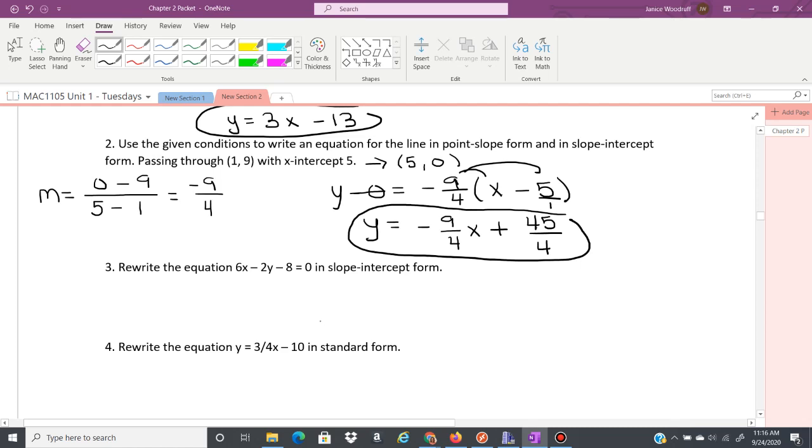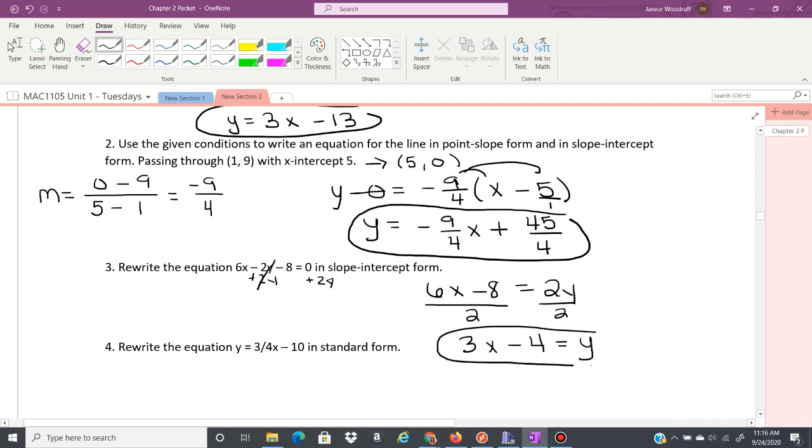In number 3, you want to rewrite the equation in slope intercept form, so you want y by itself. So what I can do here is take this minus 2y, add it to both sides. It's going to cancel out on this side. I'm going to get 6x minus 8 equals 2y. Then I want to get the y by itself, so I'll divide everything by 2. 6x divided by 2 will give me a 3x. Negative 8 divided by 2 will give me a negative 4. And y is by itself. It really doesn't matter what side the y is on, as long as it's by itself.